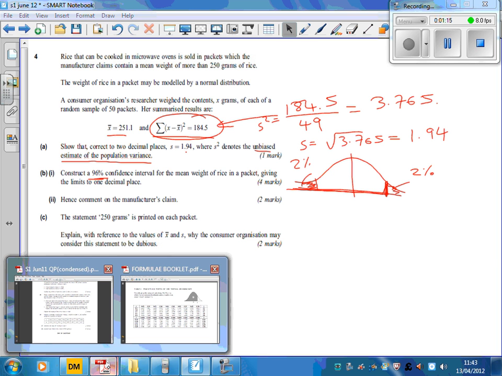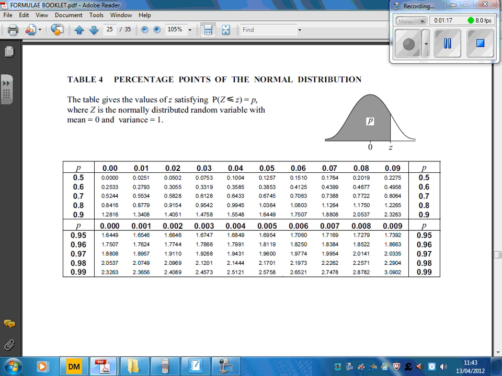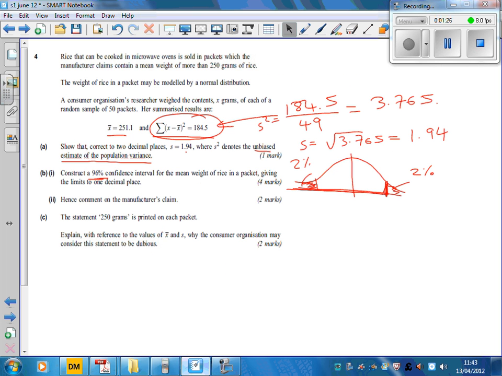Let's grab my normal distribution tables. Here's the backwards one here, and the 98% value, that one there, 2.0537. I said 2.0537, didn't I? So this value down here is minus 2.0537.